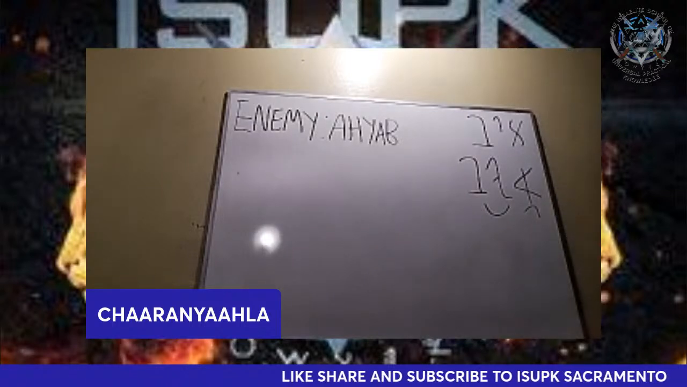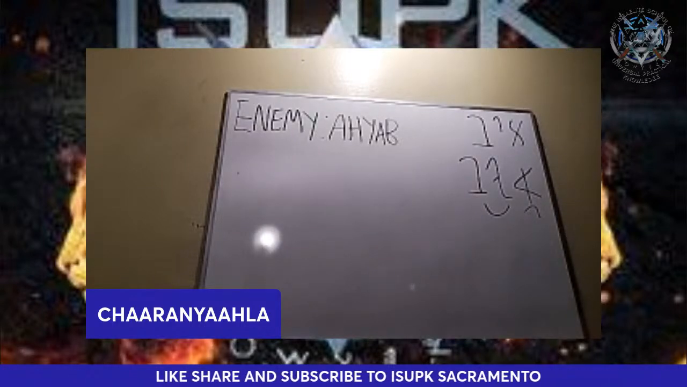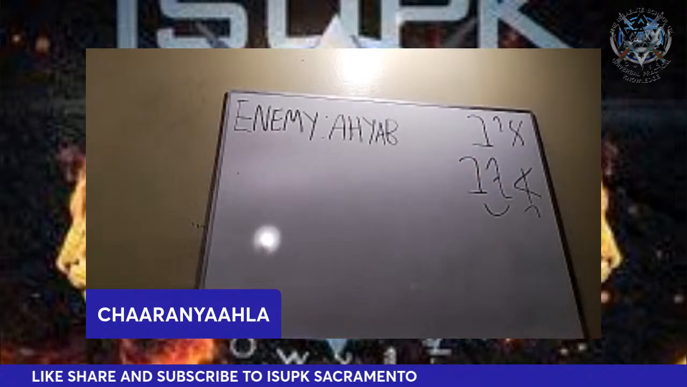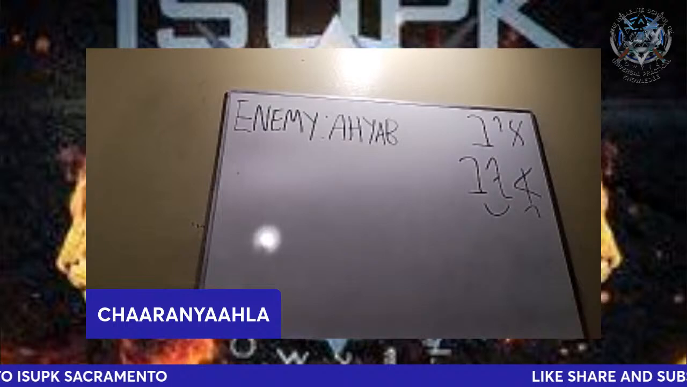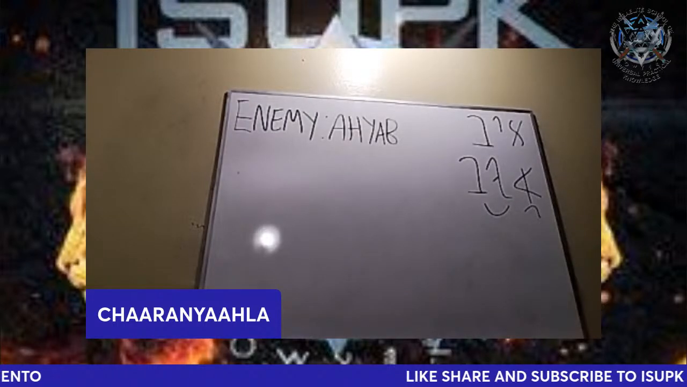Top right hand corner, Ayab. You have your Ah, Ya, and Ba characters. This is the Assyrian Hebrew at the top right hand corner. Up under that, Ayab in the Hebrew.